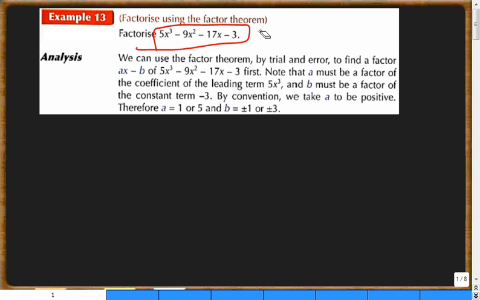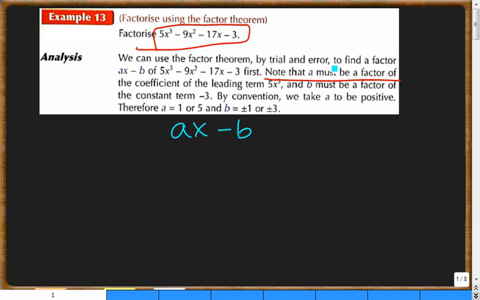Now our analysis says we can use our factor theorem using that form that we learned, the ax minus b, and then we can use that, finally divide that factor out if we find it, in order to find the rest. So here's our notes. For our ax minus b, that's the factor that we're looking for.